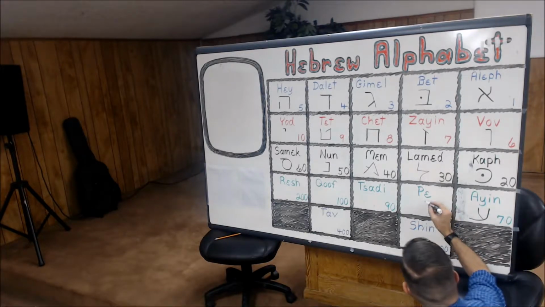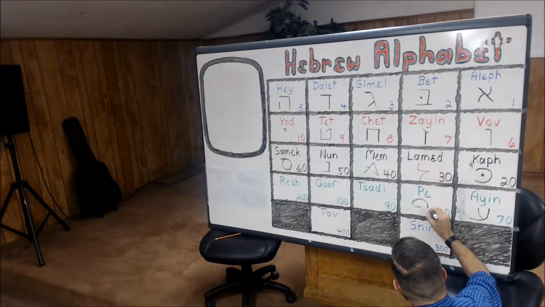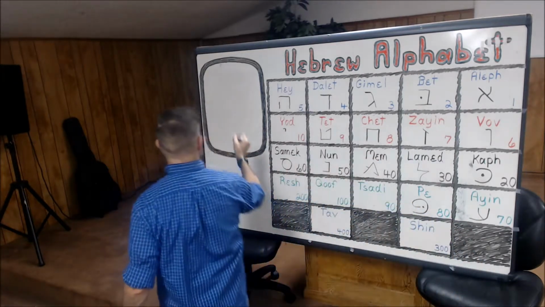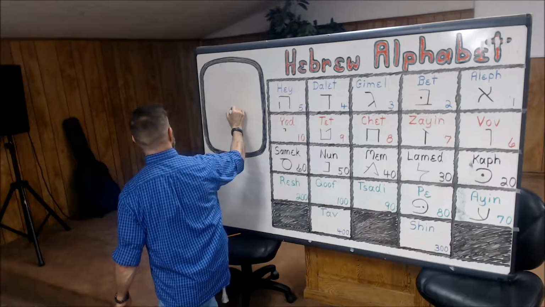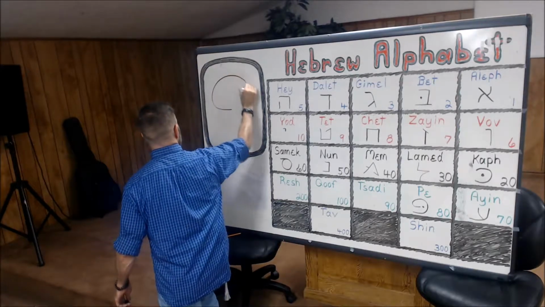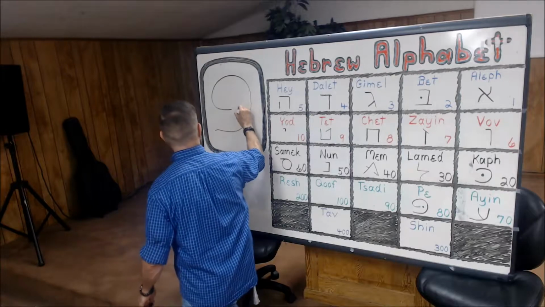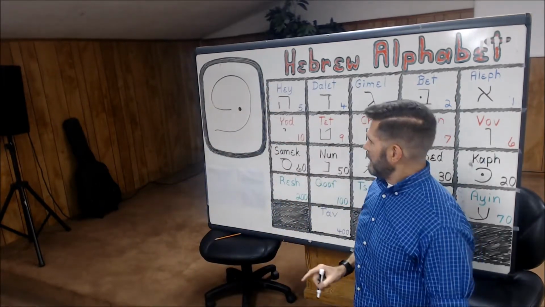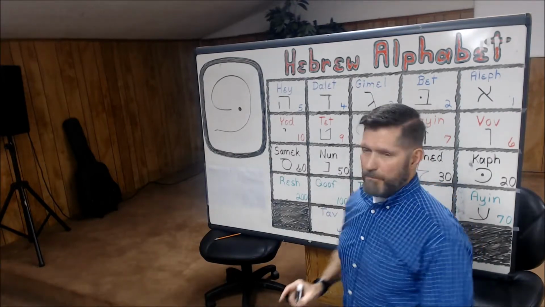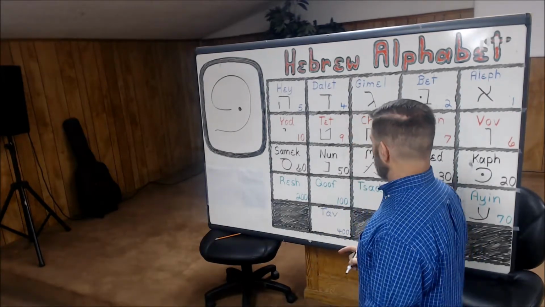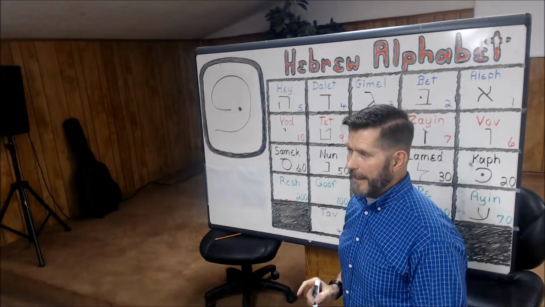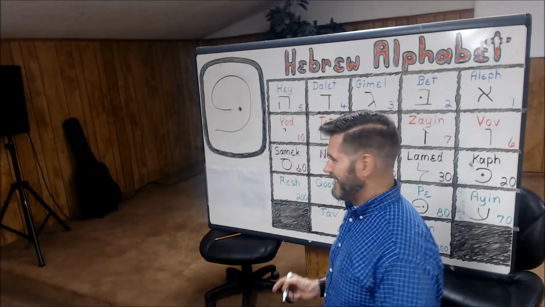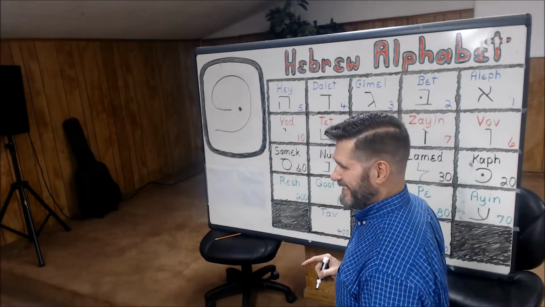Okay, the pay. Like a backwards E. You guys see that? A backwards E. And that's pay. P-E. Pay. I don't know why I didn't say pay. Without the dot, it's pay. Right? That'd be Paul. Without the dot, oh, pay. No vowels, right.